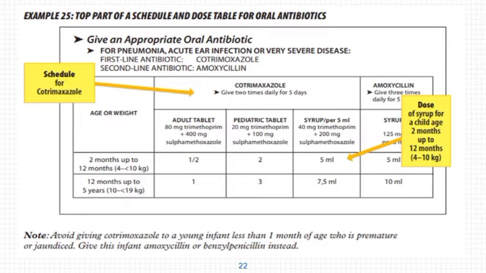So now we're going to proceed to the example chart. Give an appropriate oral antibiotic for pneumonia, acute ear infection, or very severe disease. The first line antibiotic is cotrimoxazole, and the second line antibiotic is amoxicillin. The top is the schedule for cotrimoxazole, given 2 times daily for 5 days.